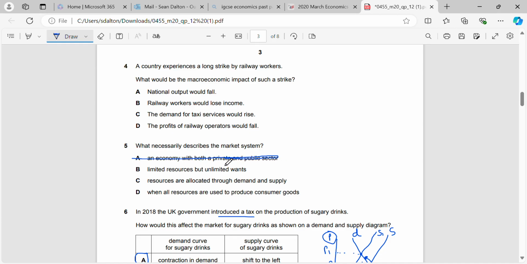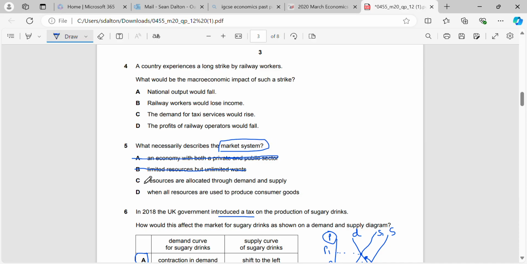That would be a mixed economy. No public sector and market system. Limited resources but unlimited wants. Okay, yes, that's the basic economic problem, but that exists no matter what type of system we have. It doesn't necessarily only describe the market system.